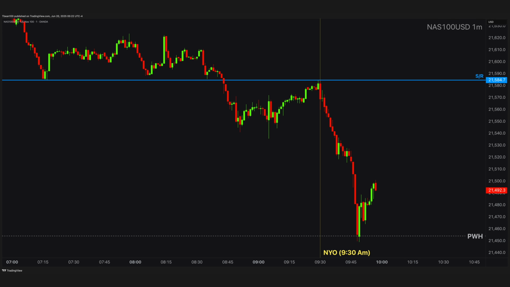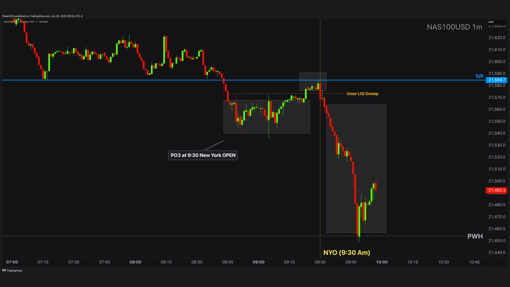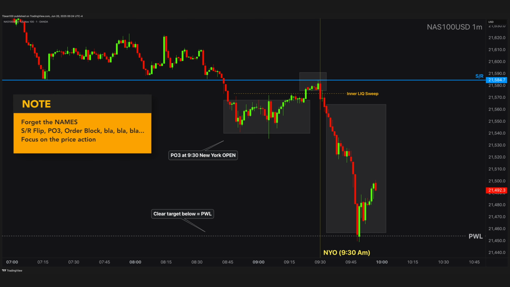But how can we trade this? Any ideas? Notice all the inner liquidity sweeps when the market opens at 9:30 a.m. What is forming here? Just look carefully. An accumulation, then the manipulation, and finally the expansion. Some call it distribution. Basically, the power of 3 concept, PO3. And do we have a target to look for? Yes, we have this nice previous week low waiting for us below.